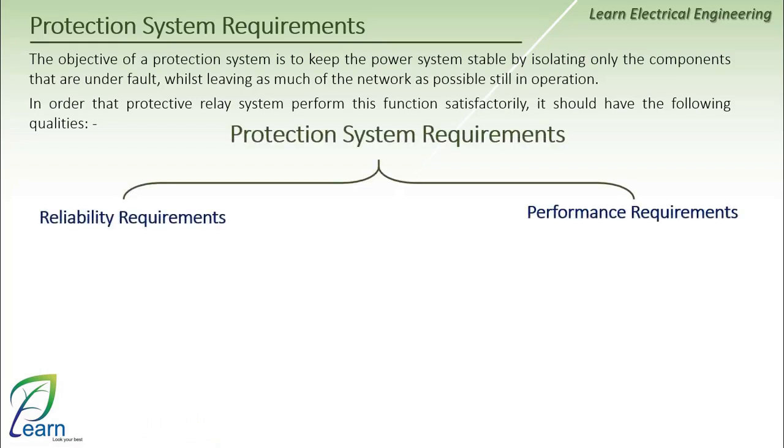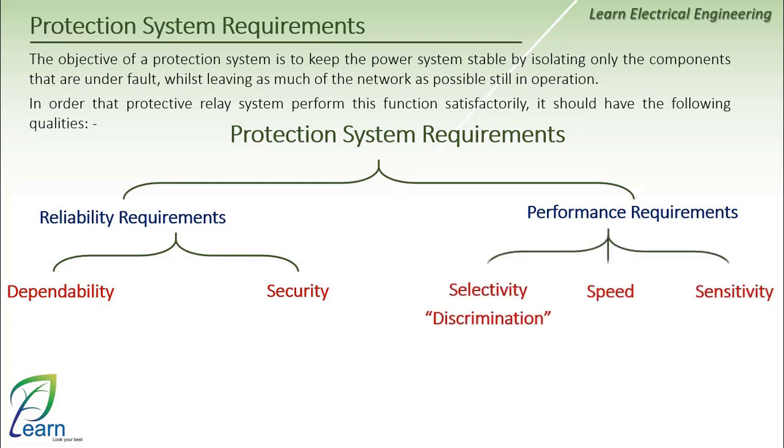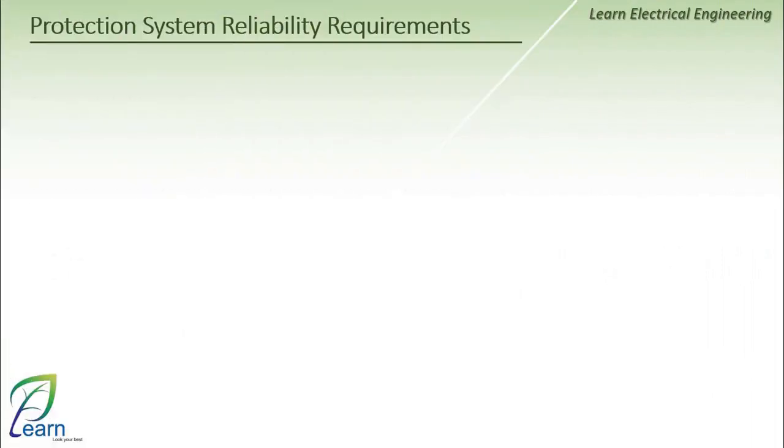The protection system needs reliability and performance requirements. Reliability consists of dependability and security. As for the performance requirements, they include selectivity, also known as discrimination, speed, and sensitivity. Alright, let's move on to the first thing we have, which is the reliability requirements.